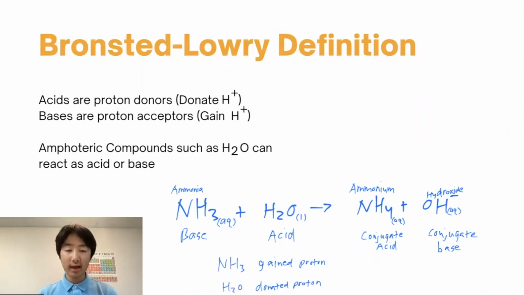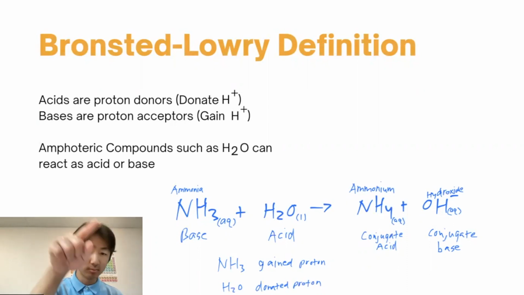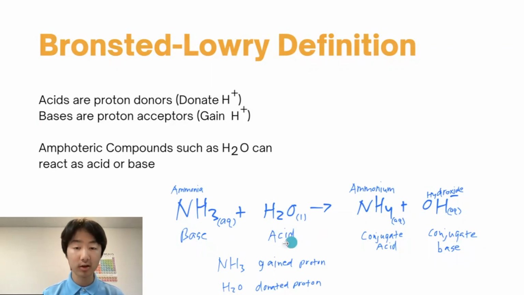And then when that H from the acid is donated to ammonia, the acid H2O loses a hydrogen, right? So it turns into hydroxide, which is the conjugate base. Ammonium is the conjugate acid. The conjugate acid is always paired up with the base, and the conjugate base is always paired up with the acid. That's something to remember. Again, the base is always paired up with the conjugate acid, and the acid is always paired up with the conjugate base, right?